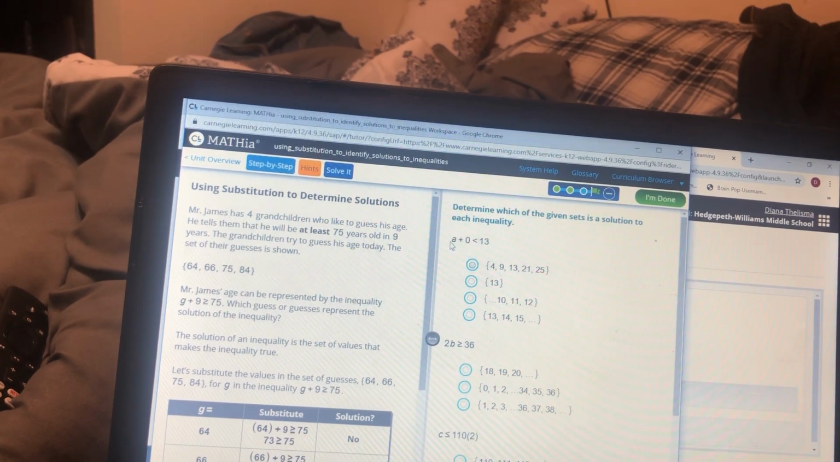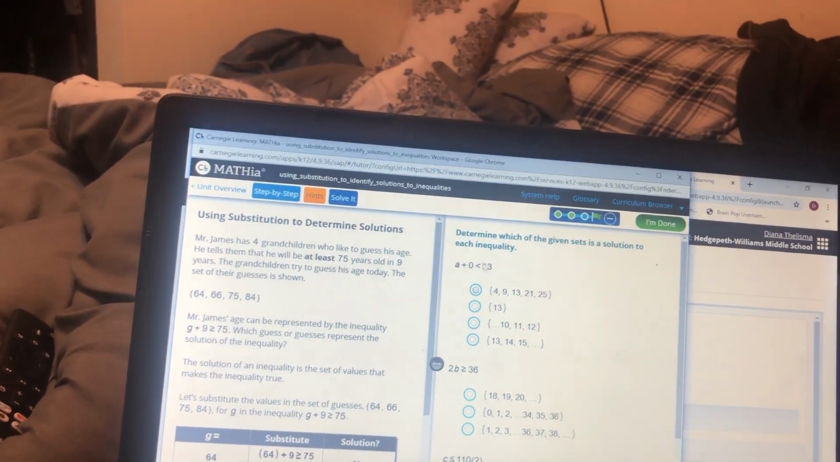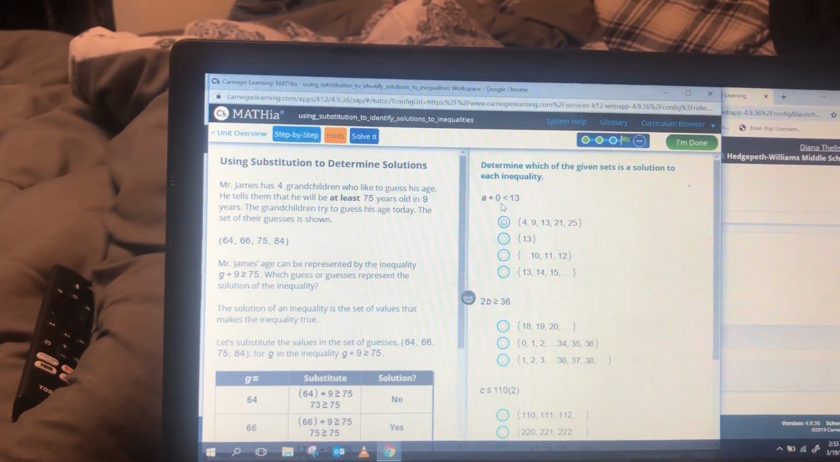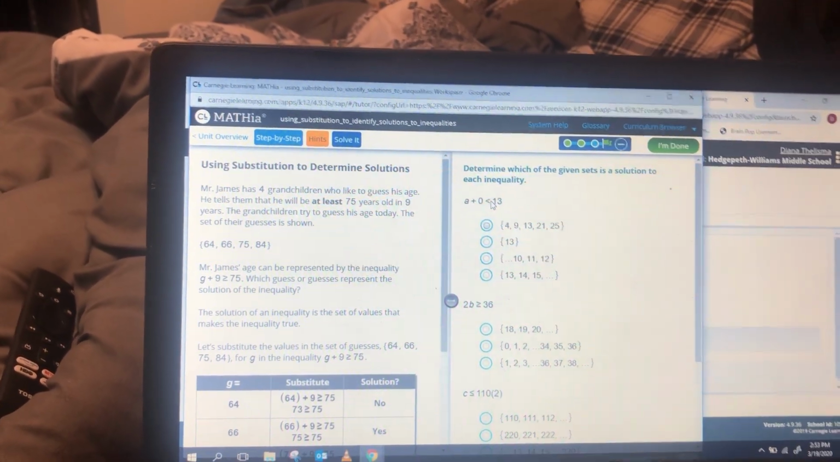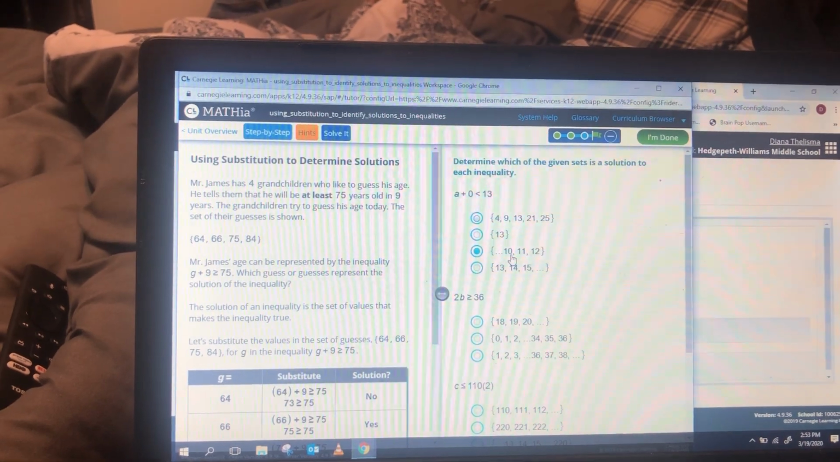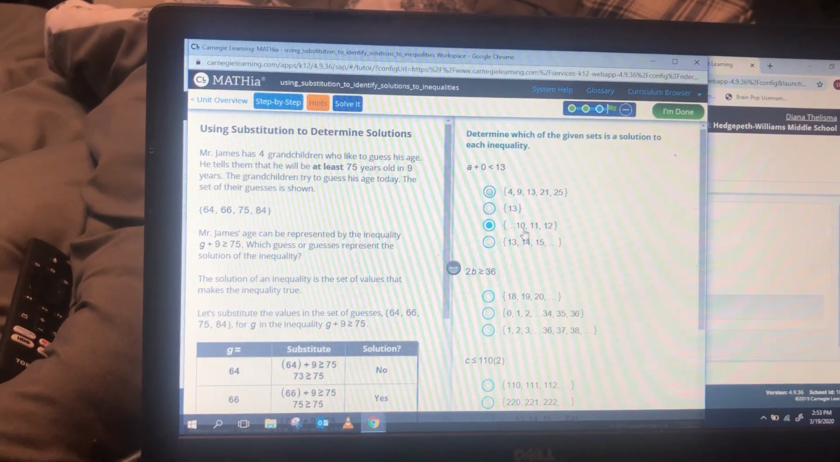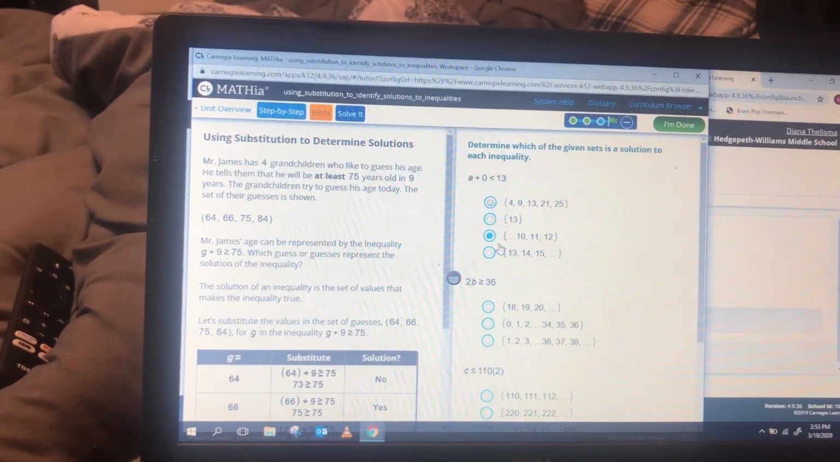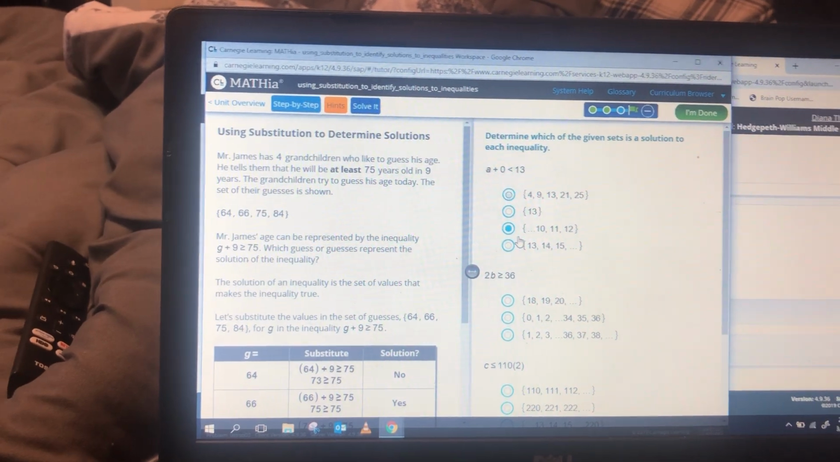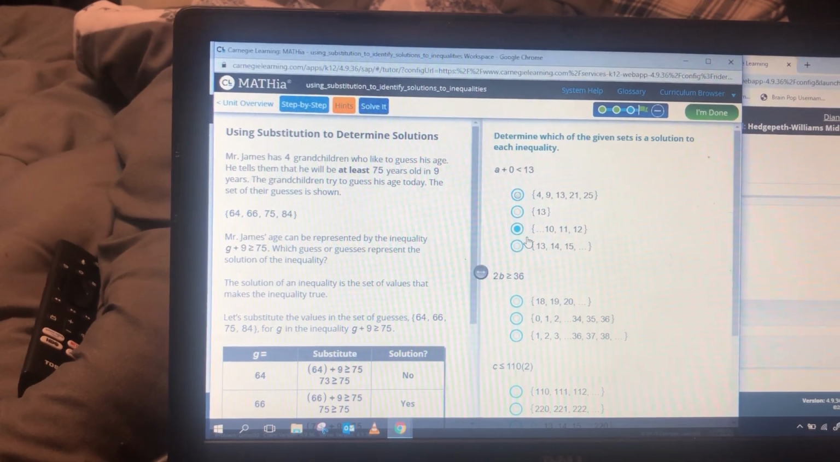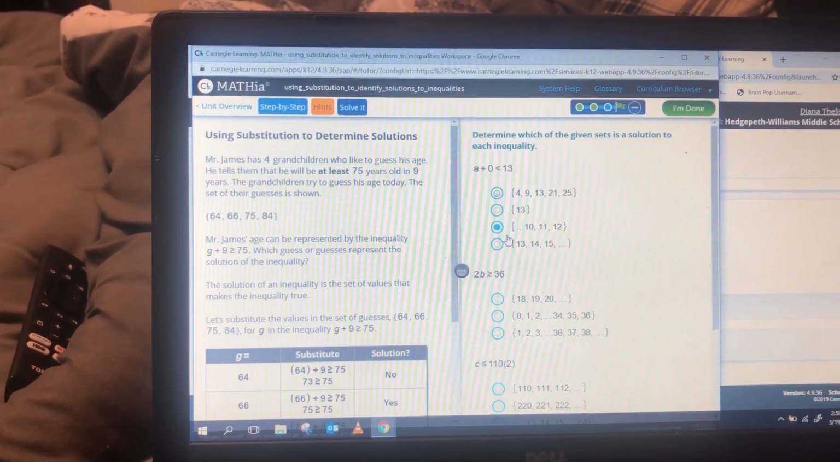12 plus 0, is it less than 13? 12 plus 0 is 12. Is it less than 13? Yes. How about 11 plus 0? 11 plus 0 is 11. Is 11 less than 13? Yes. How about 10 plus 0? 10 plus 0 is 10. Is 10 less than 13? Yes. Now that means go down. That means 9, 8, 7. If I were to continue that, all those numbers before 10 would fit the inequality.